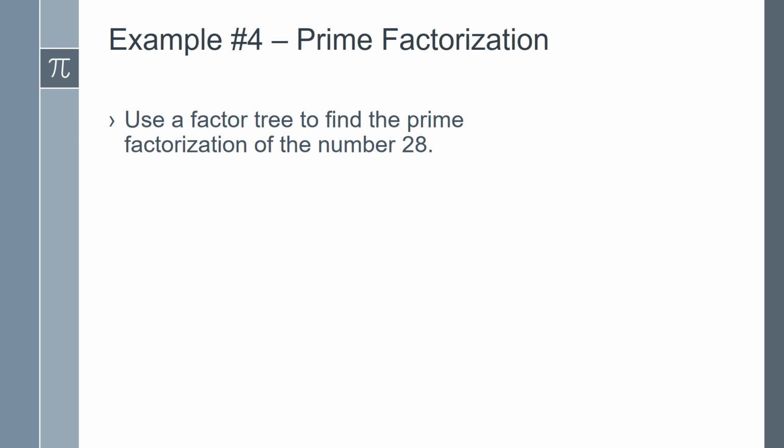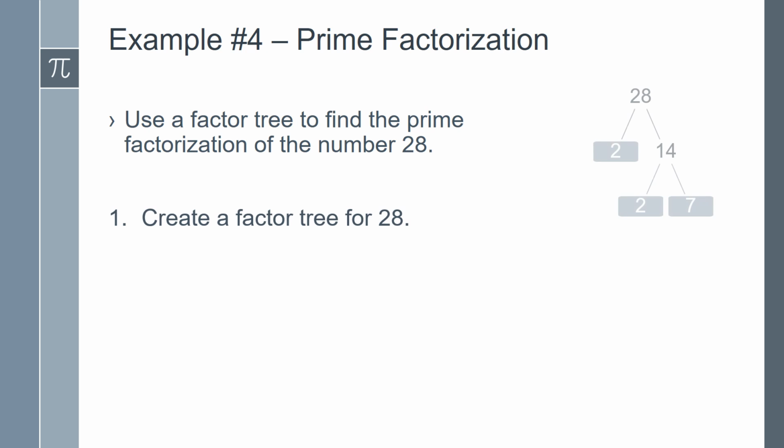Example number 4. Use a factor tree to find the prime factorization of the number 28. Step 1. Create a factor tree for 28. This time I started with the factor pair 2 times 14, and 2 is prime, so I circled it. Then I broke 14 into 2 times 7. 2 is still prime, and 7 is also prime, so I circled each of those.